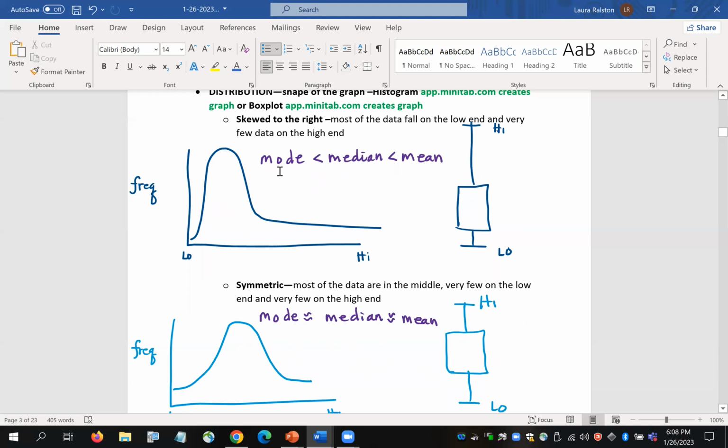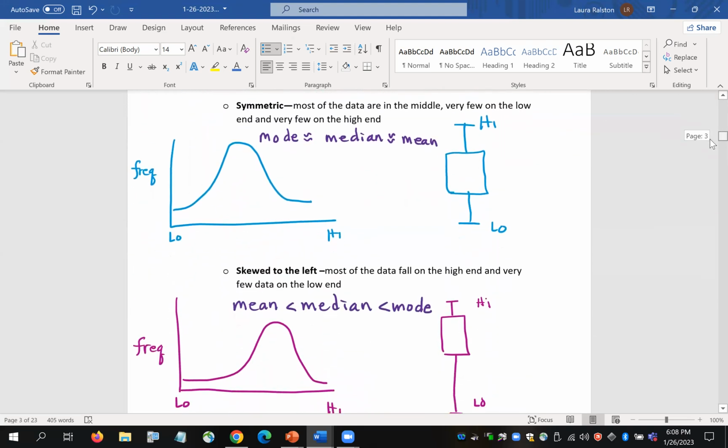If you compare your measures of center, the mode is the smallest, then the median, then the mean. For symmetric data, most of your data is in the middle. The box on the box plot would be in the middle, and your mean, median, and mode are all approximately the same value.